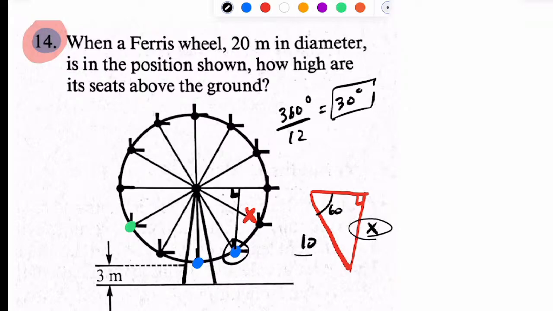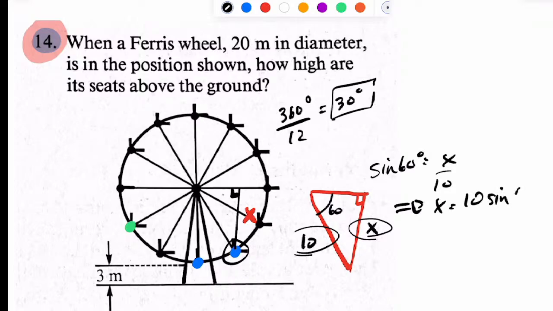This involves your opposite and your hypotenuse, so it's sine. So the sine of 60 degrees is x over 10, and that implies that my x value is 10 sine 60. If you go ahead and do that, the sine of 60 is root 3 over 2, times 10. I got 5 root 3.